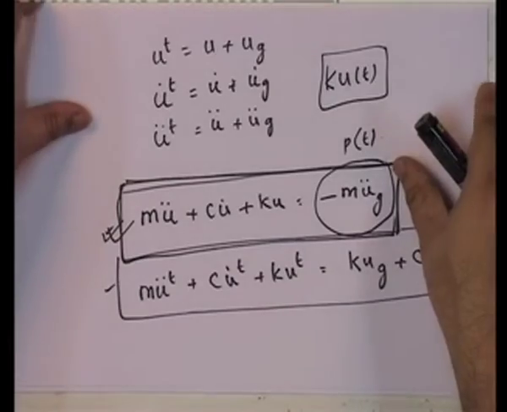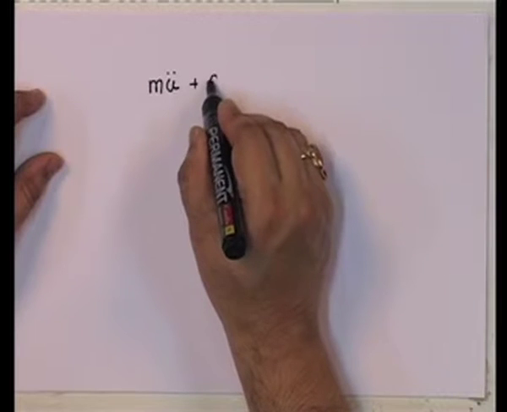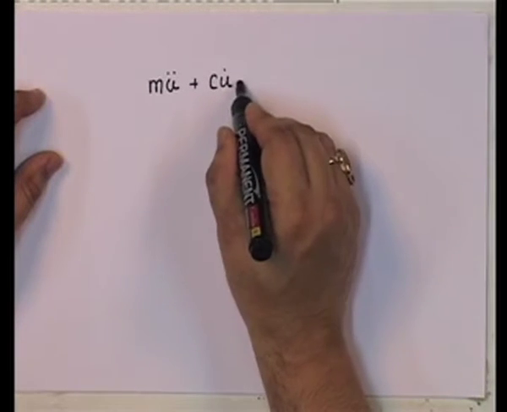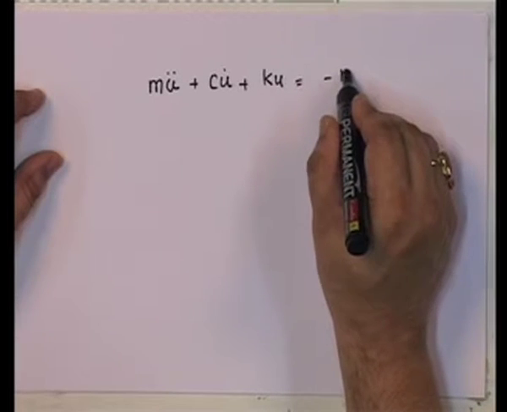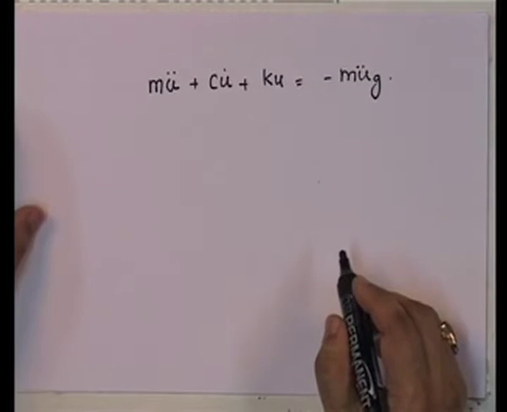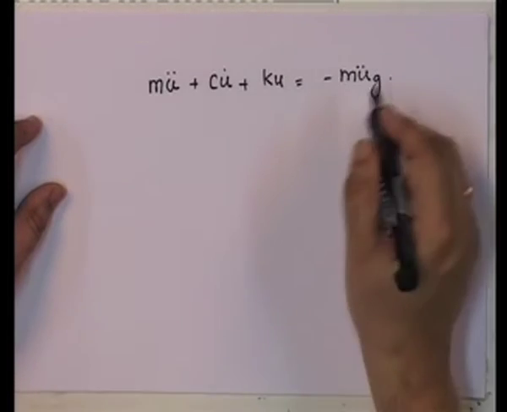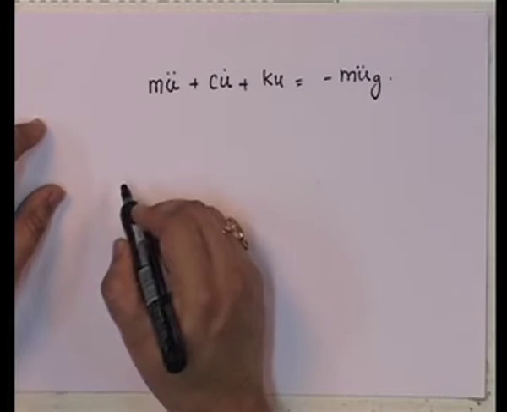So, looking at that particular equation, what do we get? We get m u double dot plus c u dot plus k u is equal to minus m u g double dot. Okay. And considering the Duhamel integral where this is p of tau, what happens then?